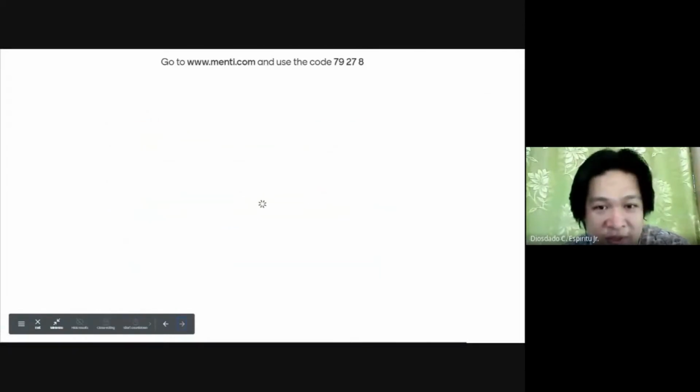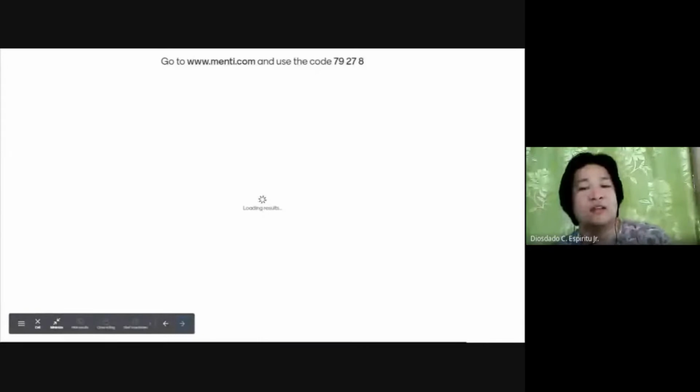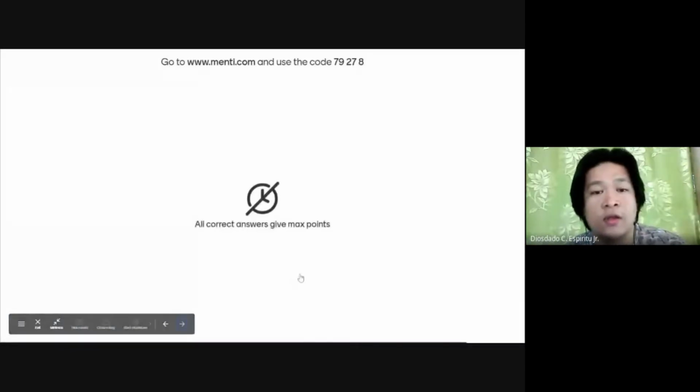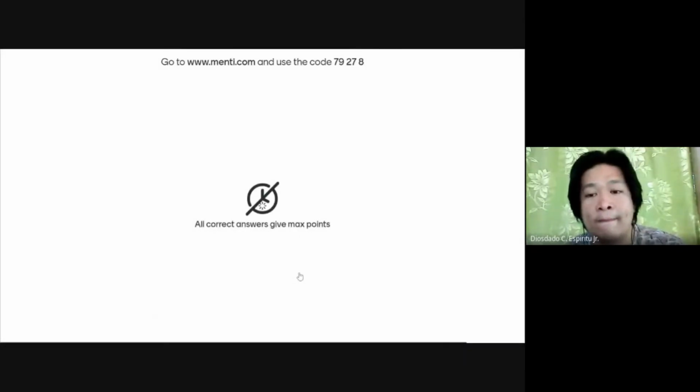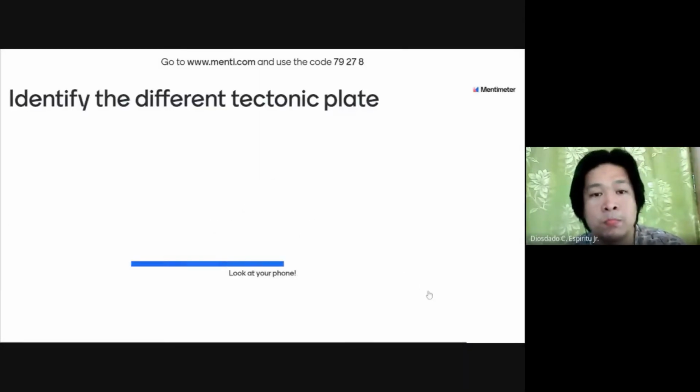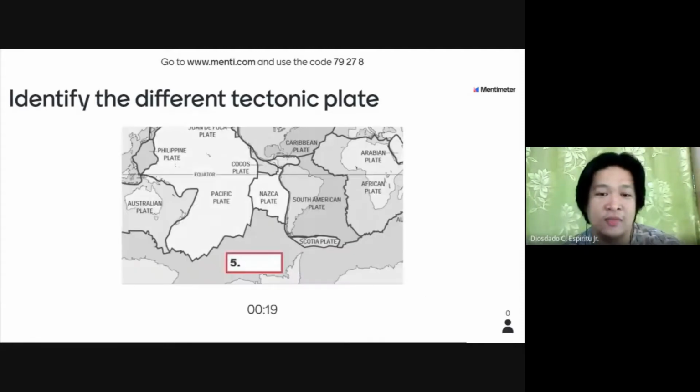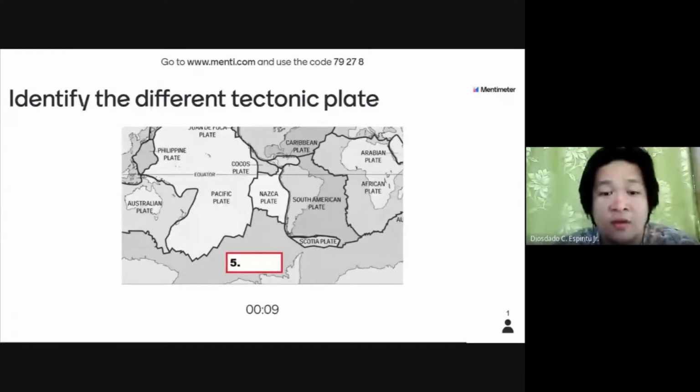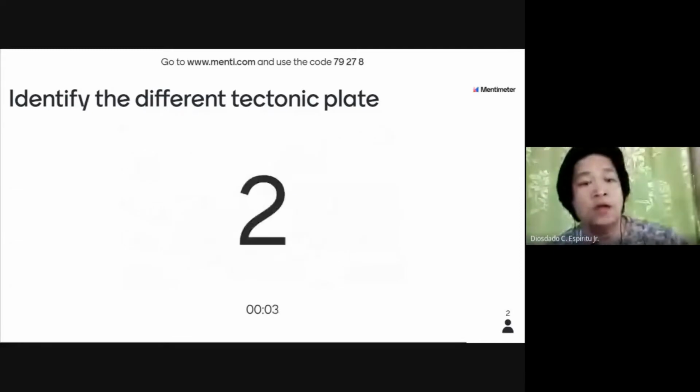Next question. Okay, look at your screen. We have question number 5. This plate is at the bottom part, or the south pole. What is the name of this tectonic plate? Okay, I have 5 seconds. 5, 4, 3, 2, 1, 0.